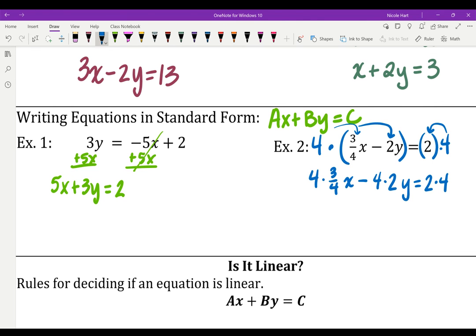Now we want to make sure we go through and simplify this correctly. When we have 4 times 3 over 4, the 4's are going to cancel out, and the 3 is just by itself with the x. So we have 3x. We now have a whole number. Minus 4 times 2 is 8y equals 8. So again, we want to double check this. Can I divide anything out? 3 and 8 do not have any factors in common, so nothing is going to divide out. And we are done.